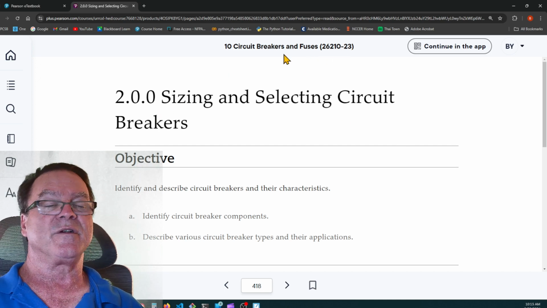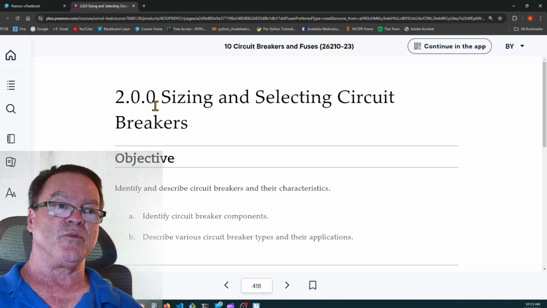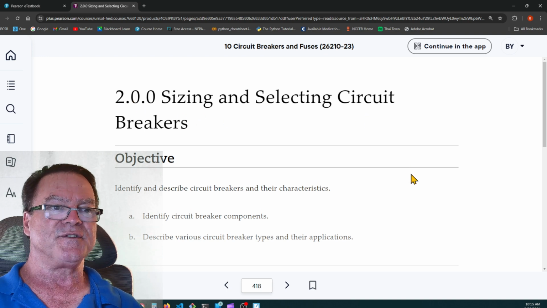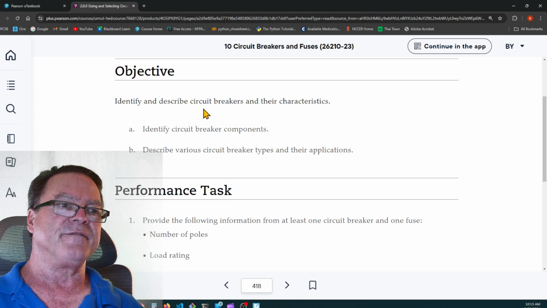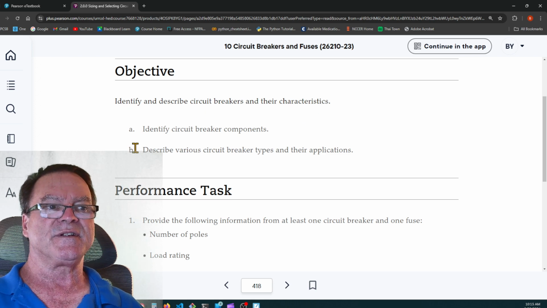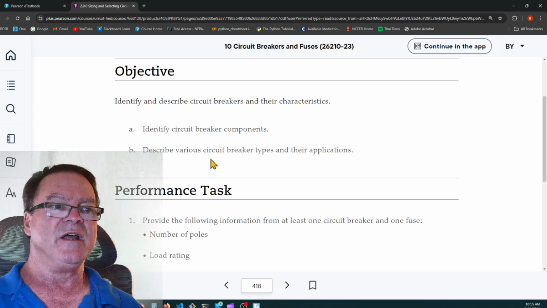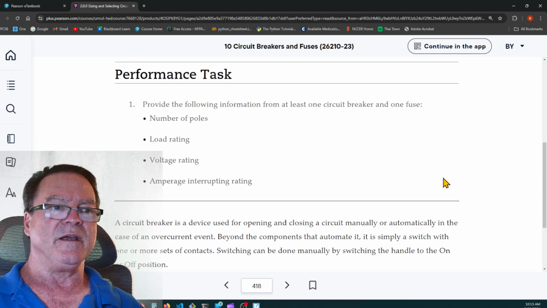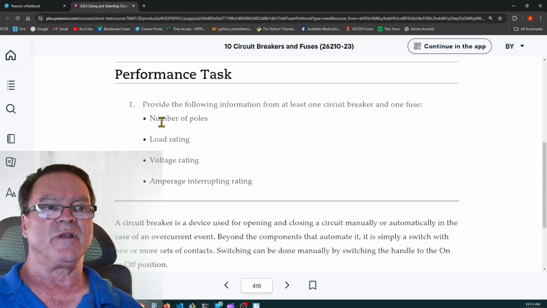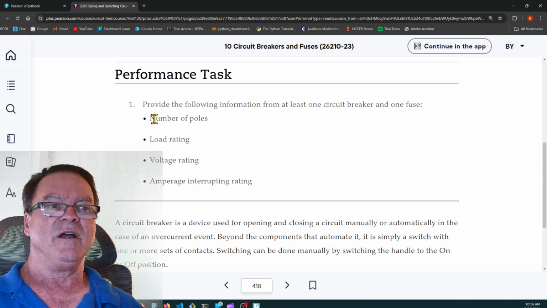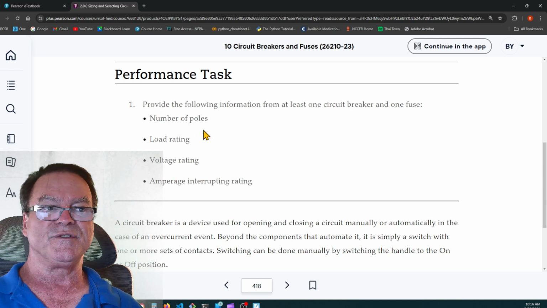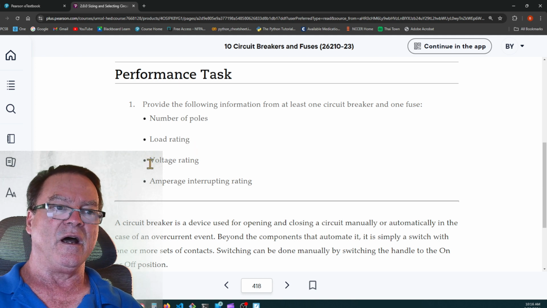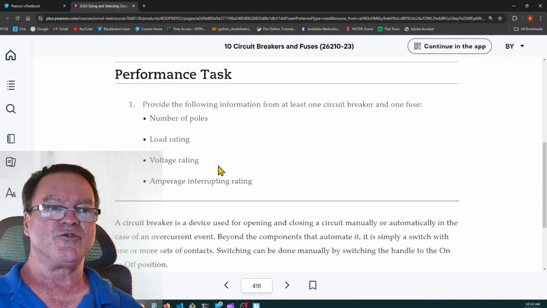26.210 Circuit Breakers and Fuses, Section 2.0.0, Sizing and Selecting Circuit Breakers. Identify and describe circuit breakers and their characteristics, identify circuit breaker components, describe various circuit breaker types and their applications. And then, of course, your instructor is probably going to want you to be able to take a circuit breaker and tell them the number of poles, the loaded rating, the voltage rating, and the amperage interrupting rating.